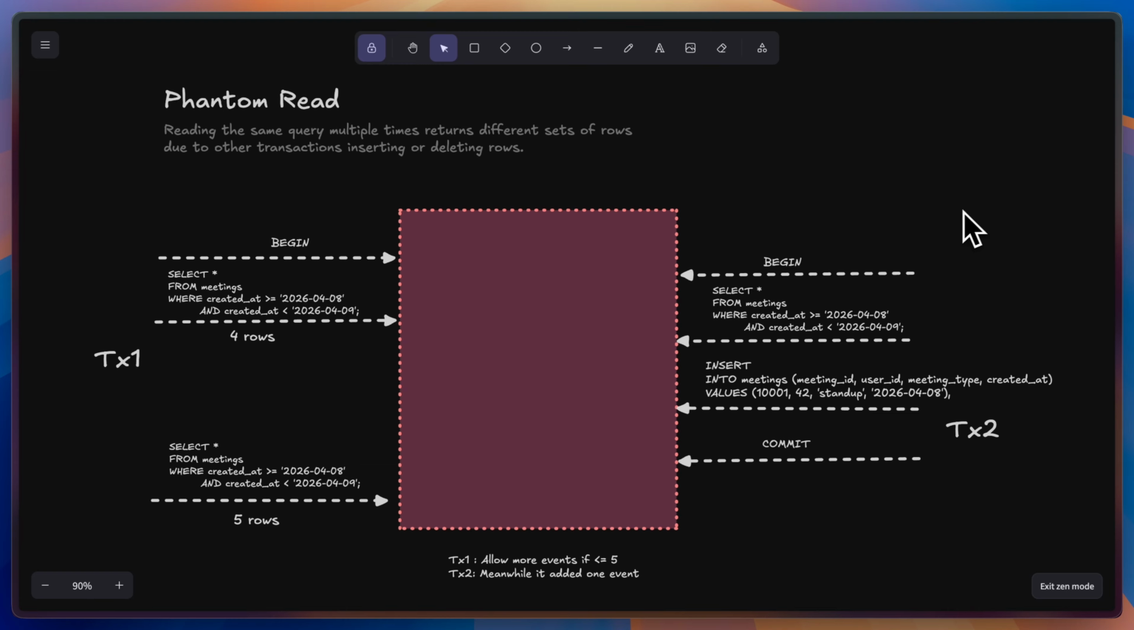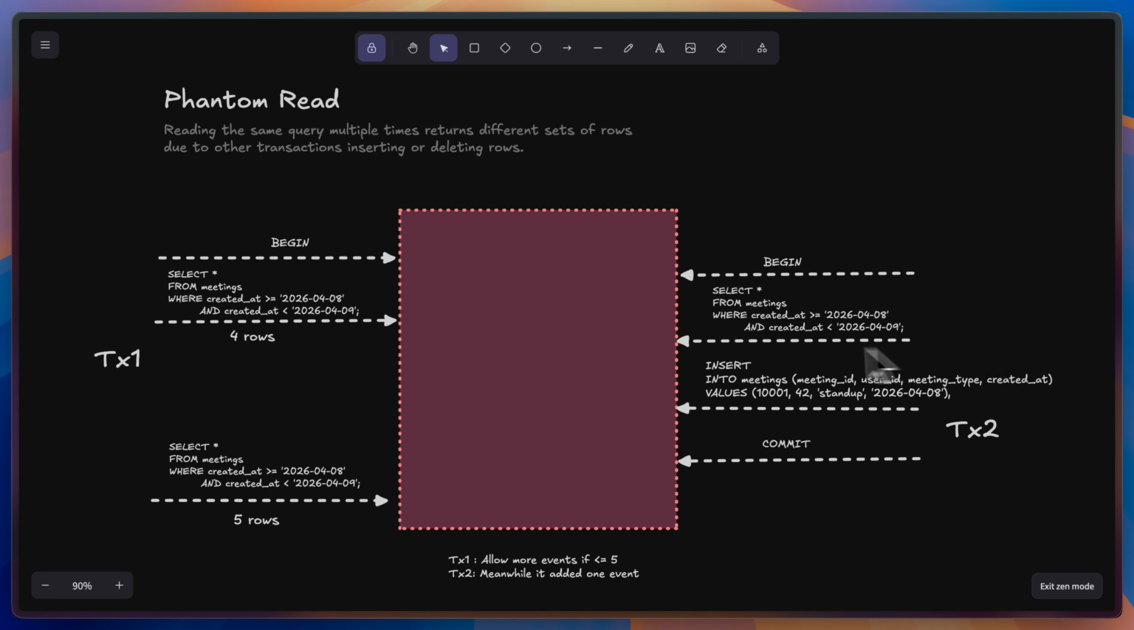Now let's try to understand what the phantom read problem is. Assume there is a meeting room which only allows 5 meetings to be scheduled in a single day, right? Both of the transactions are trying to schedule a meeting. They will first try to find out how many meetings are already scheduled on a specific day. Assume the database gives you 4 rows. Okay, 4 rows means 4 meetings are already scheduled on that day, right?